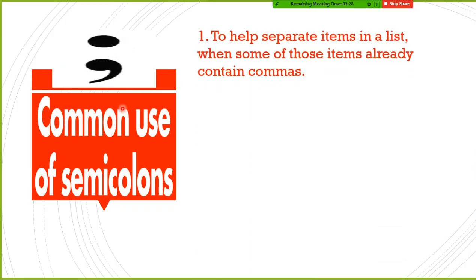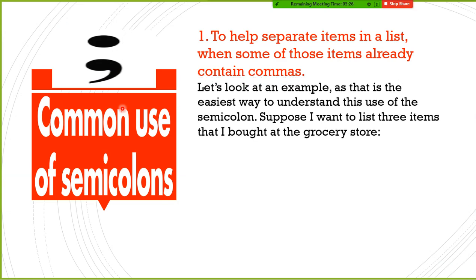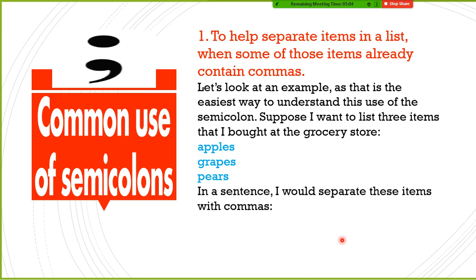Okay, common uses of the semicolon. One of the uses I think that you haven't studied. Suppose that you went to the grocery store and you bought three things: apples, grapes, and pears. Now you want to mention that you have bought those three things. Someone tell me how can you mention them in a list? Apples, comma, grapes, and pears. Excellent, great. This is how you will put it. You will say I bought apples, comma, grapes, comma, and pears.